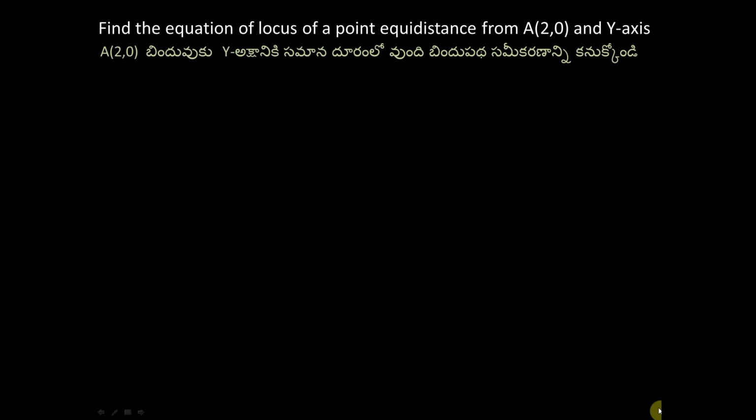Now see this problem. Find the equation of locus of a point equidistant from (2, 0) and the y axis. Now draw one rough diagram here. This is the y axis, this is the x axis, and this is the point A (2, 0). Since the y coordinate is 0, it must lie on the x axis. Take one variable point P here, P(x, y).